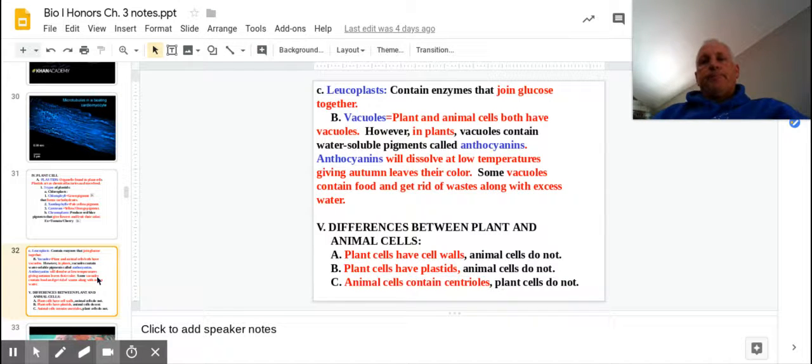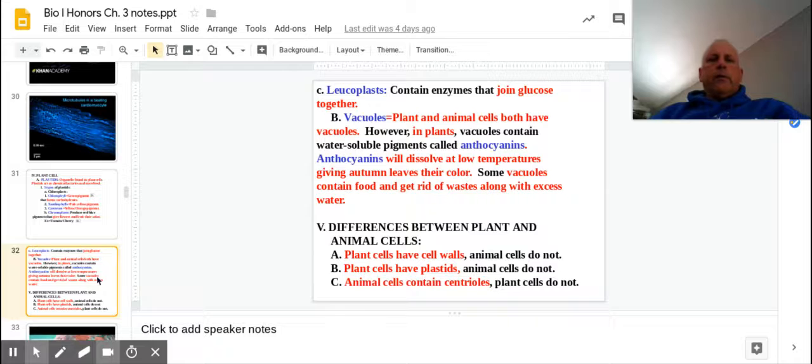Animal cells do not. The only thing that an animal cell has are centrioles. Plant cells don't have those. So if you look back in your notes, we talked about that the other day. Let me say that again, don't miss it on the test tomorrow. Plants have cell walls and plastids. Animal cells have centrioles. So that's the big difference.